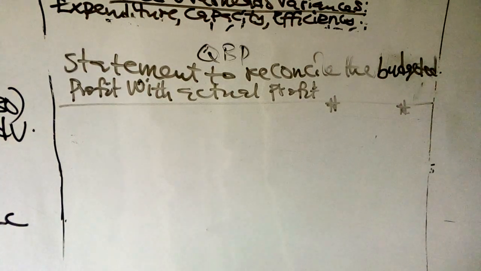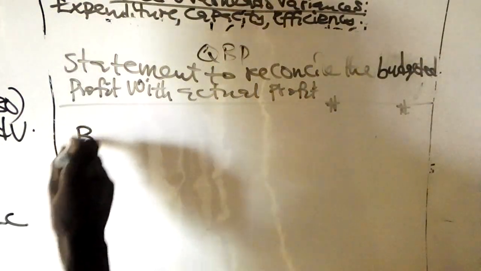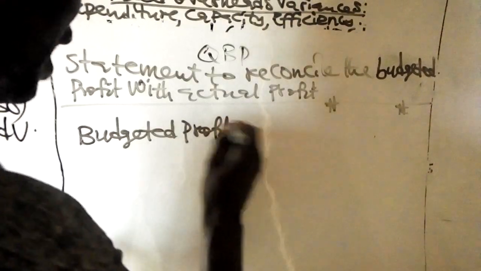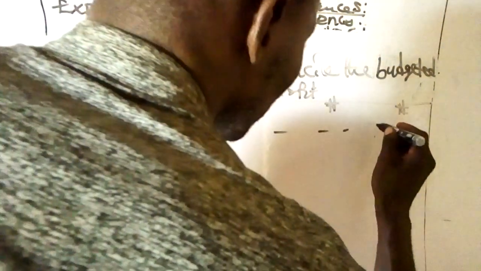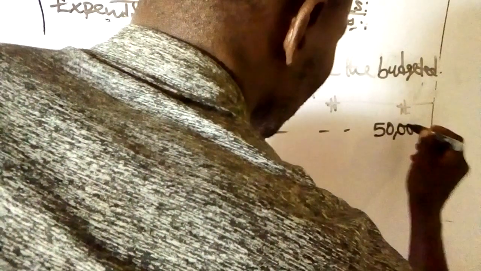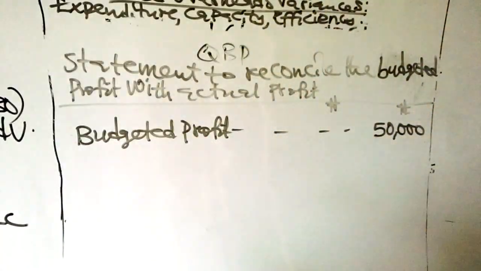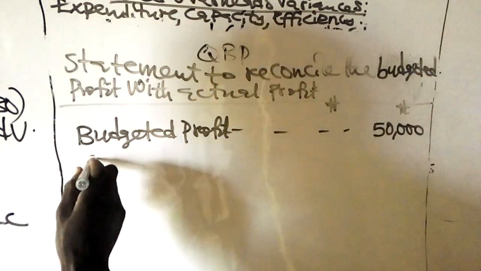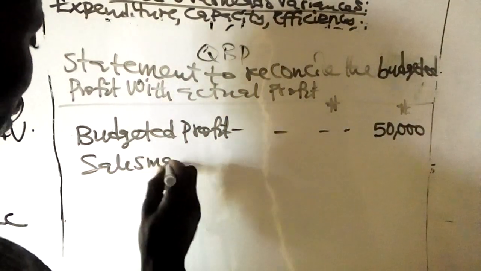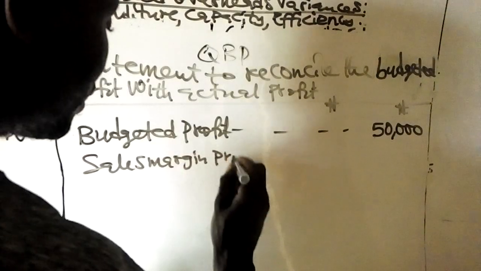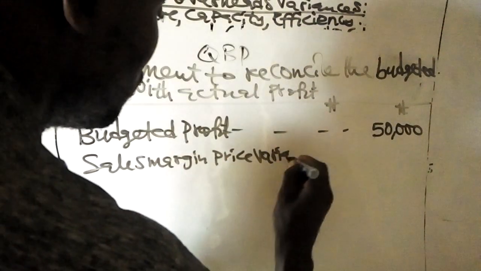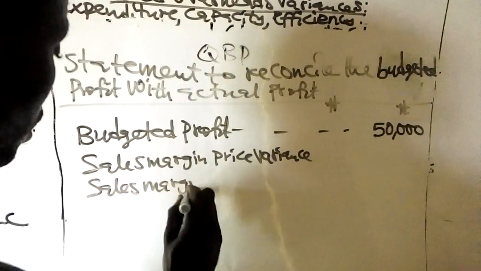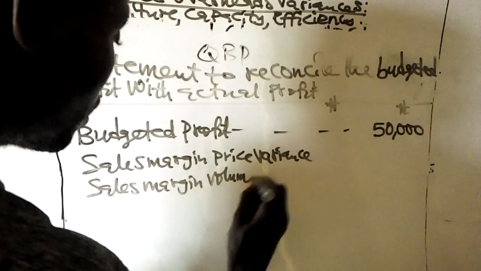Remember, I told you when I wanted to rub it off. Budgeted profit, and that was 50,000 naira from our first calculation, the first calculation on the basis of requirement A. Now we've computed the sales margin price variance. We've equally computed the sales margin volume variance.